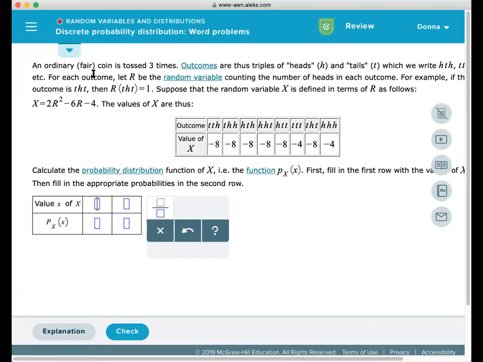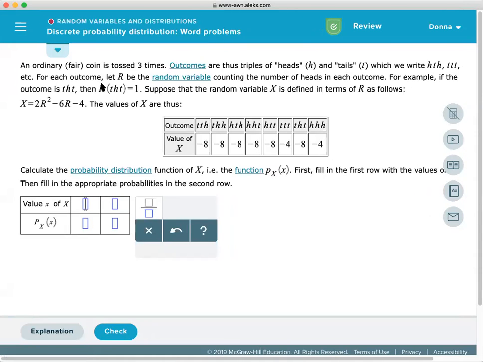An ordinary fair coin is tossed 3 times. Outcomes are thus triples. Heads for H, tails for T, which we write HTH and TTT, etc. For each outcome, let R be the random variable counting the number of heads in each outcome. For example, if the outcome is THT, then R of THT is equal to 1.